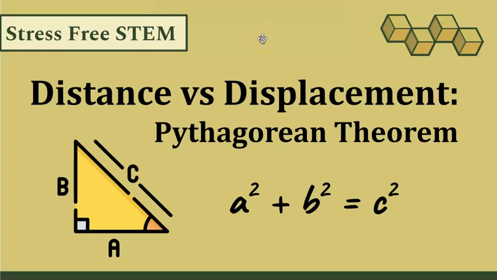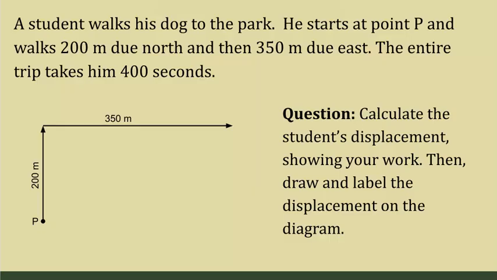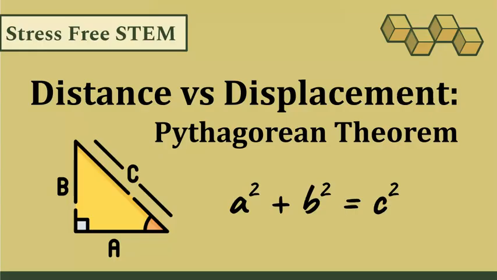Hi everyone. In this video, I'm going to be talking about the difference between distance and displacement, and I'll do a practice problem, specifically one that uses the Pythagorean theorem, or in other words, the formula a squared plus b squared equals c squared.